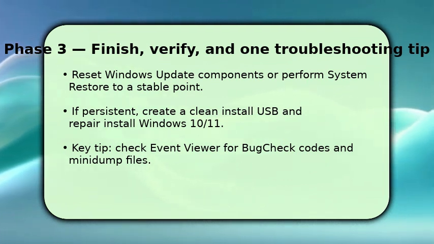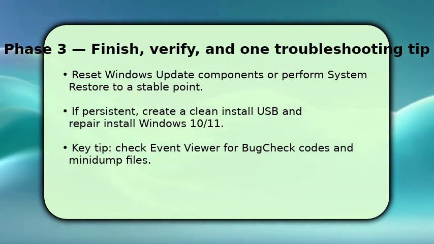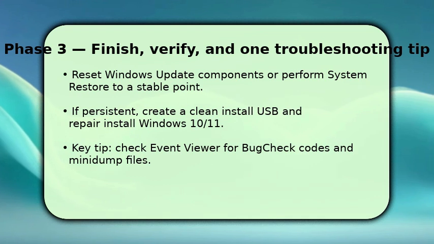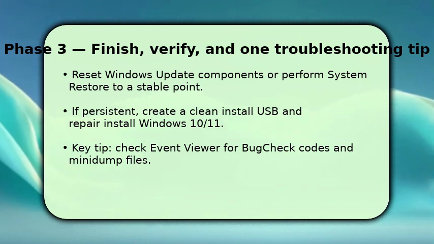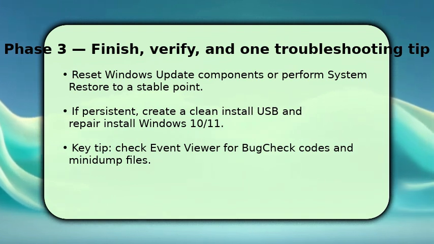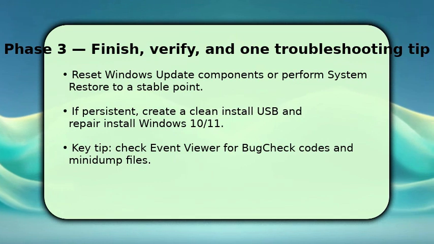If restarts persist, prepare a Windows Install USB and perform an in-place repair or clean install, which replaces corrupted system files while keeping data. Make sure to check Event Viewer for bug check codes and analyze minidump files. That one troubleshooting tip will tell you whether a specific driver or hardware component is causing the restart loop.